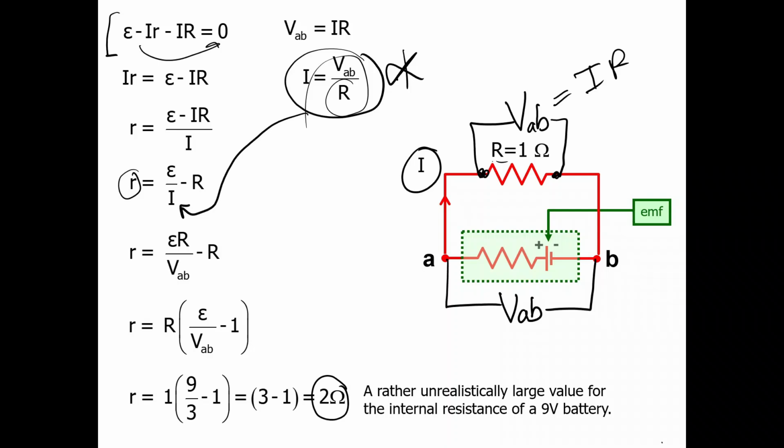Now, 2 ohms would be a huge internal resistance, because depending on whatever current that you end up with, that is going to give you a big drop in voltage. So that's probably unlikely.